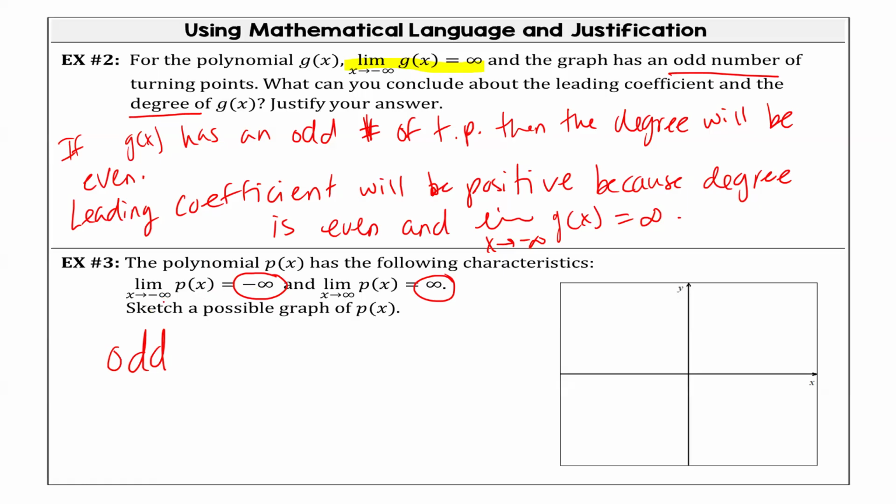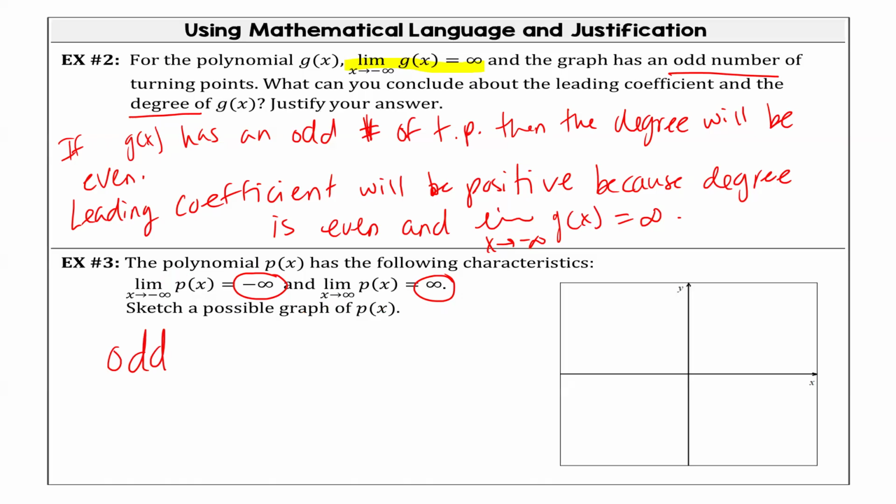Because the limit as I go to the left is negative infinity, and as I go to the right, it's positive infinity. Oh, but I thought if it was x to negative infinity, negative infinity. This is telling me I'm going to the left. This tells me I go to the right. That doesn't tell me what my arms are doing. It's just saying which way you go.